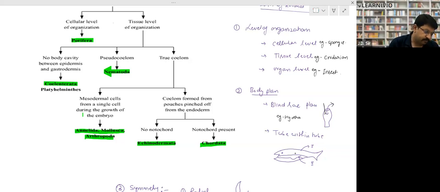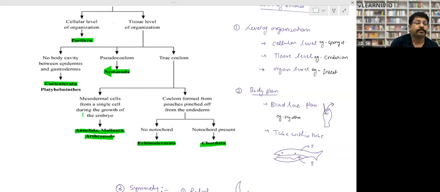So start writing. Body plan. First, in blind sac plan, the body has a single cavity with one opening to outside. Full stop.